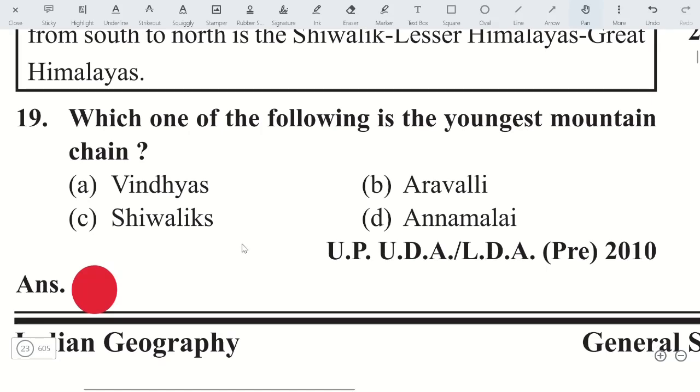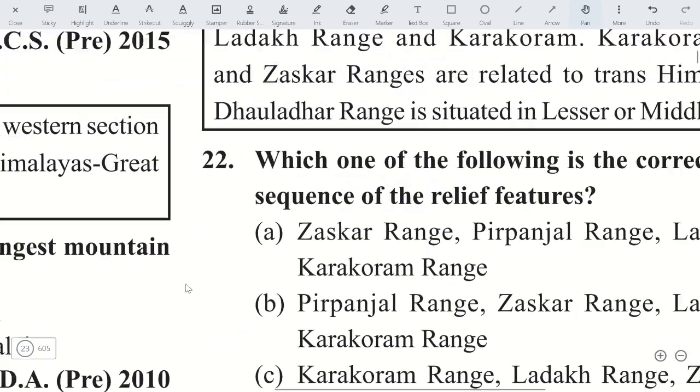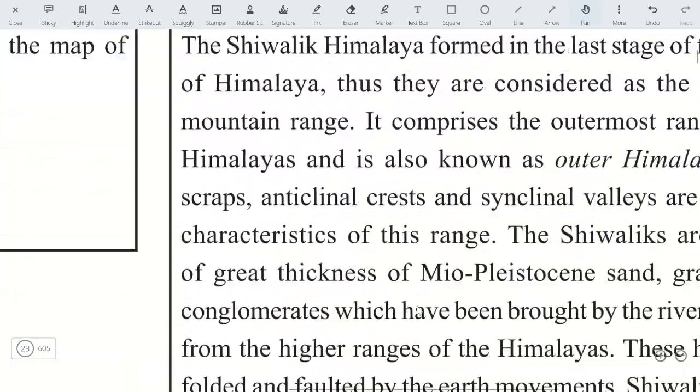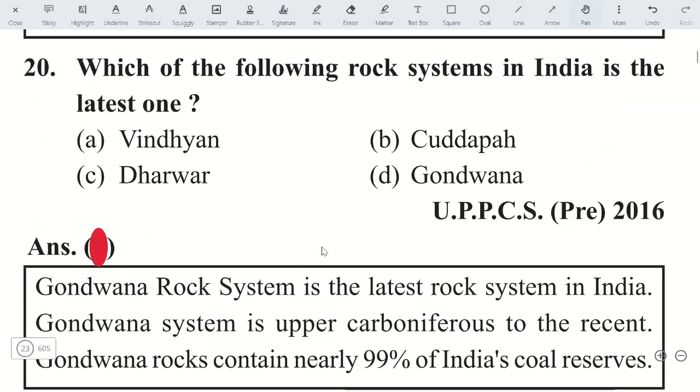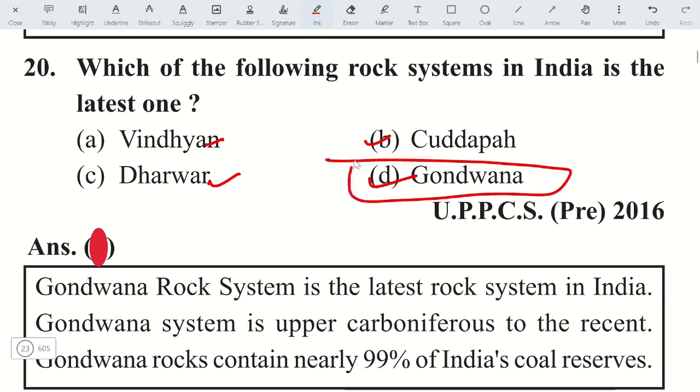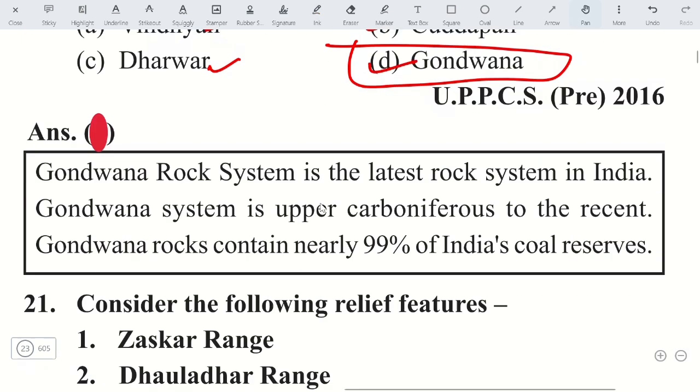Which one of the following is the youngest mountain chain? It is the Sivalik range. Sivalik is the youngest mountain chain. Next question is, which of the following rock systems in India is the latest one? It is Gondwana. The oldest one is Dharwad, then Cuddapah, then Vindhya, and then the latest one is Gondwana. D option will be correct.